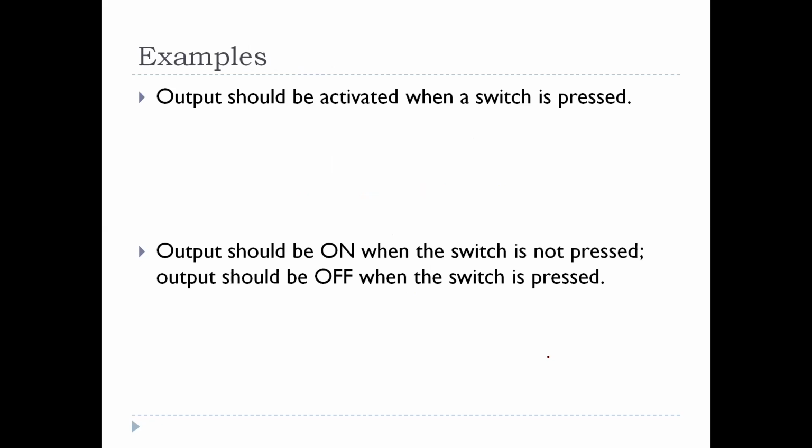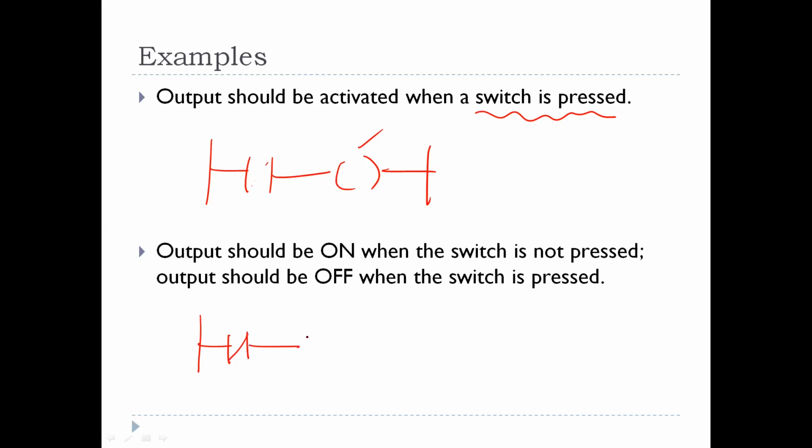Now we will see an example of how to draw a simple ladder diagram. The output should be activated when a switch is pressed. In this case, I have to use a normally open contact. Initially the contact is open. If I press the switch, then it will be closed and the output will be activated. In the second example, the output should be on when the switch is not pressed, and off when the switch is pressed. In this case, I can go for a normally closed contact.